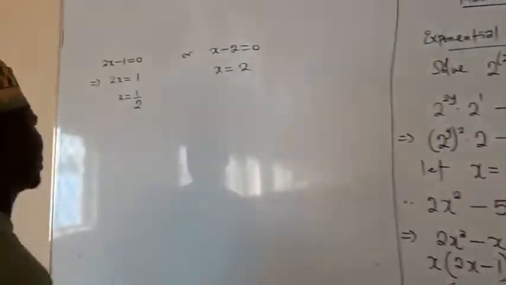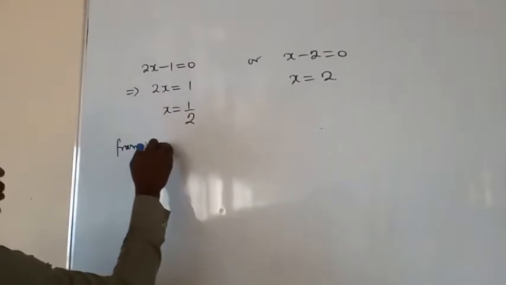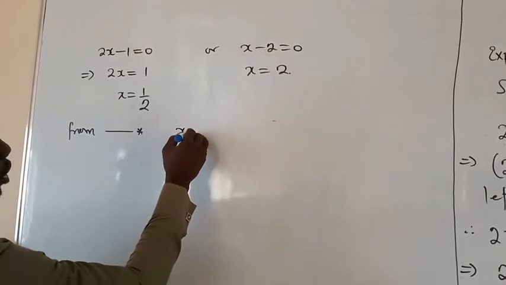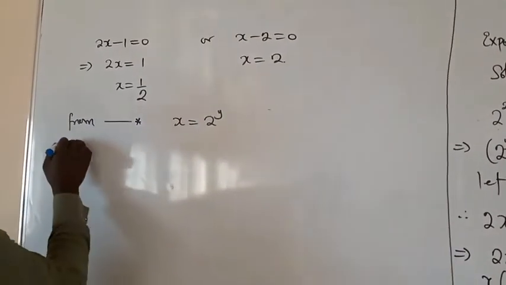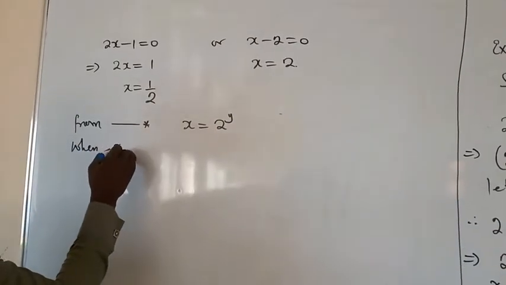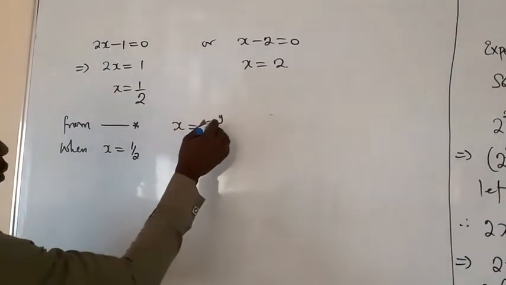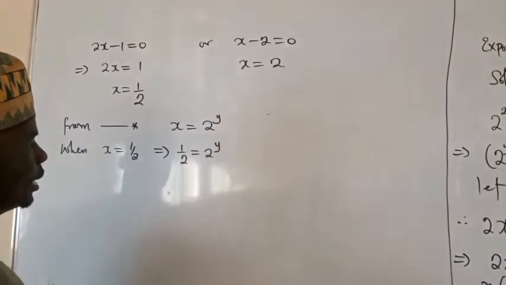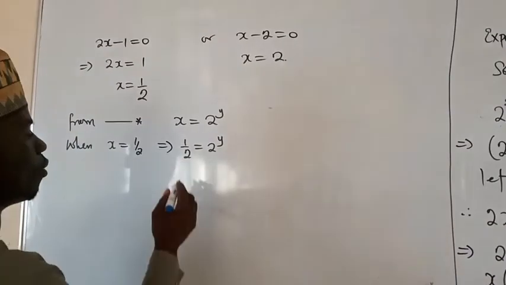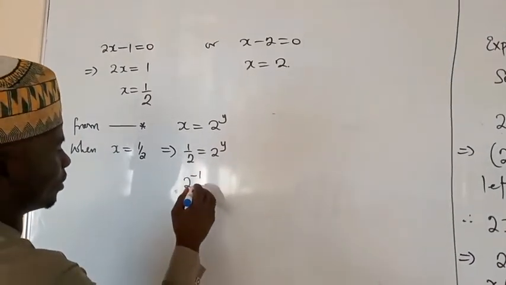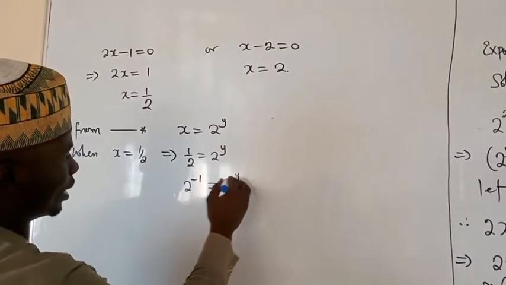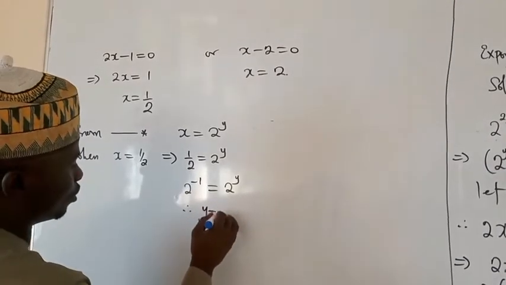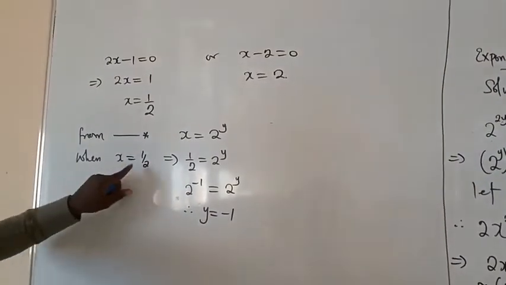Now let us try and see. From equation star, which is x equal to 2 raised to the power of y, when x is equal to a half, what will happen to this? This implies that a half is equal to 2 raised to the power of y. And in indices, we can write 1/2 as 2 raised to the power of minus 1, equal to 2 raised to the power of y. Now, since the bases are the same, we equate the powers. Therefore, y is equal to minus 1. And this is for when x is equal to half.